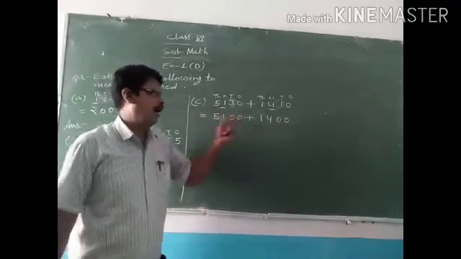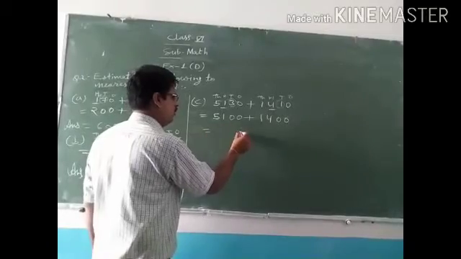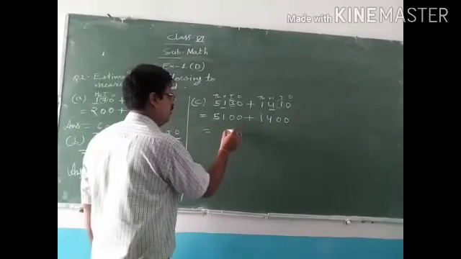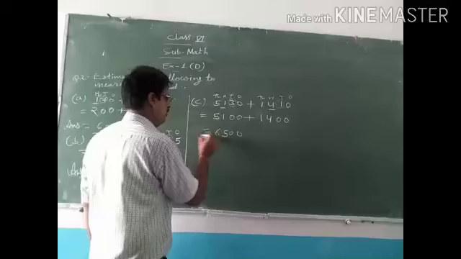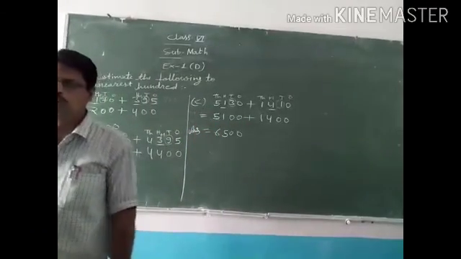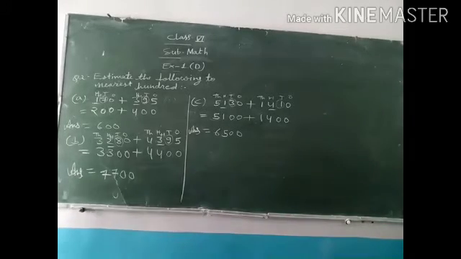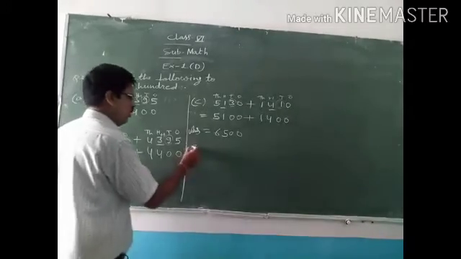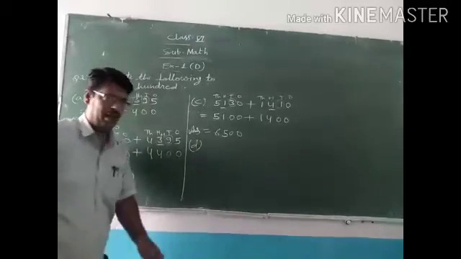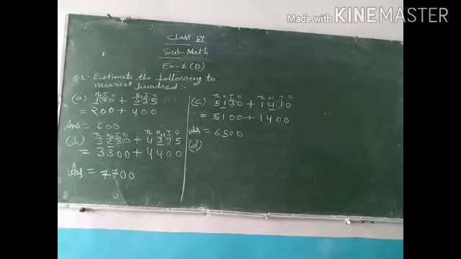So now we have to add these both. Okay. So add 0, 0, 0, 0, 4 and 1, 5, 5 and 1, 6. So this is our answer, 6,500. Understood everybody? So addition we have seen how to estimate it. Okay. Now the next question, of subtraction.